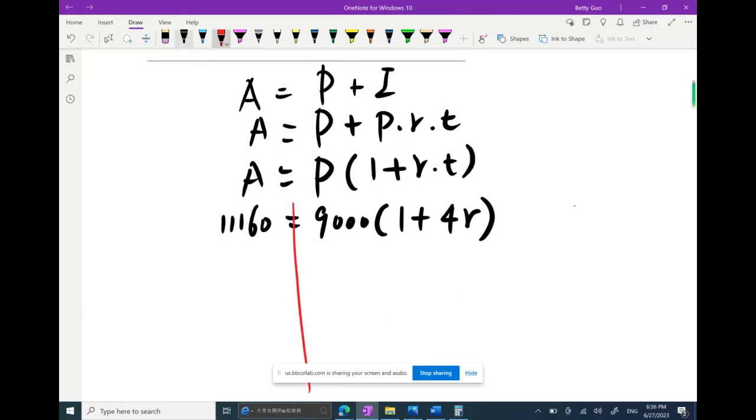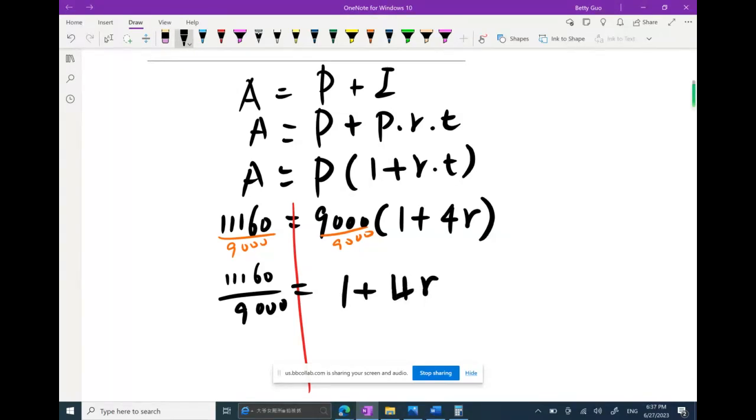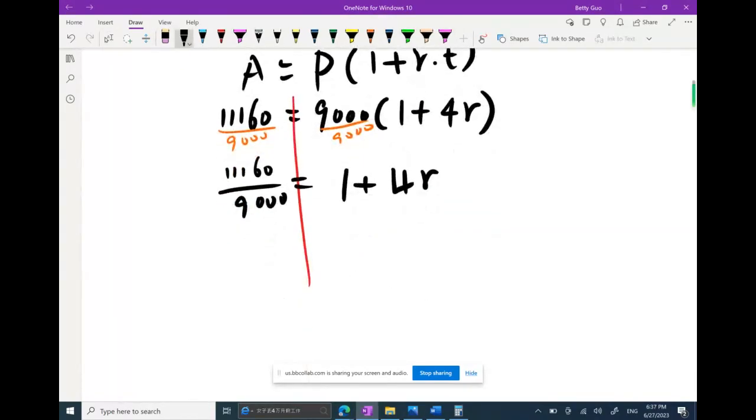Solving an equation is like peeling an onion. We're going to get rid of the outer skin first. Divide each side by 9,000. And we have 11160 over 9,000 on the left side. We have 1 plus 4R on the right side. And then subtract 1 from each side.